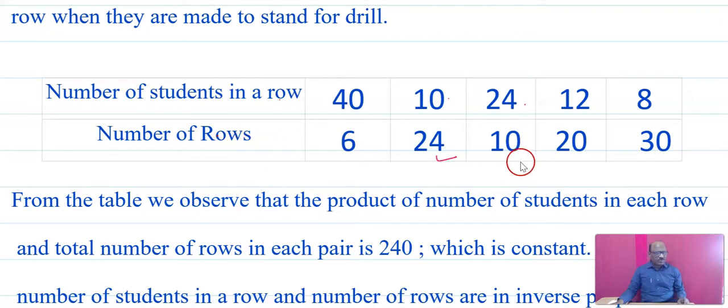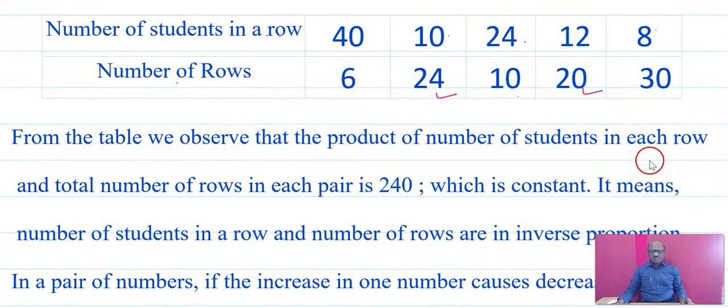Number of students in a row is 24, then the number of rows is 10. Number of students in a row is 12, then the number of rows is 20. And the last, number of students in a row is 8, then the number of rows is 30.